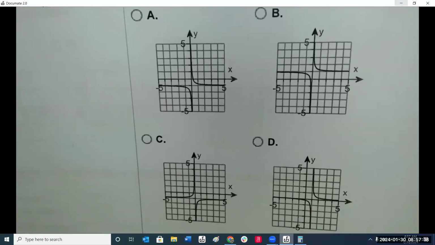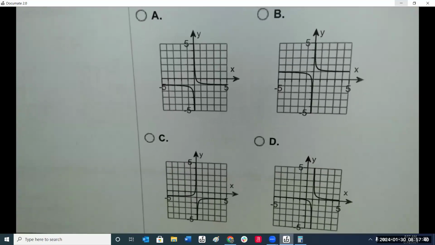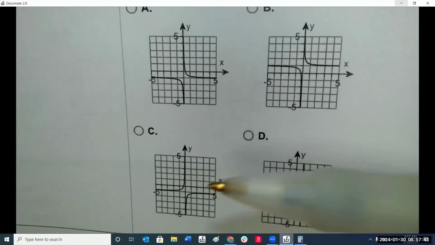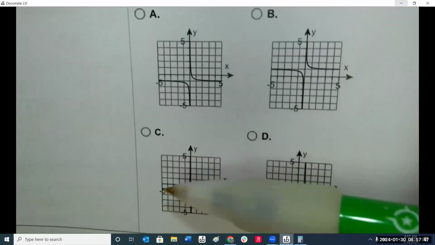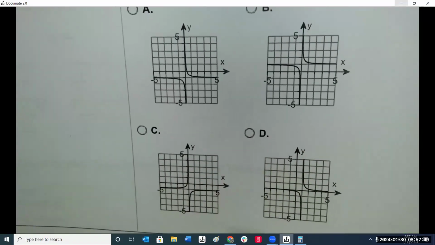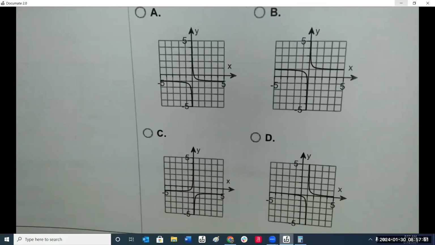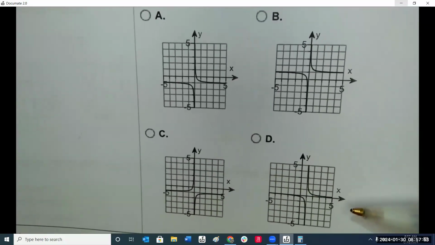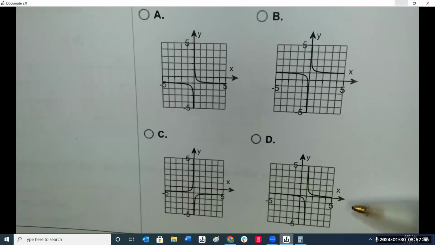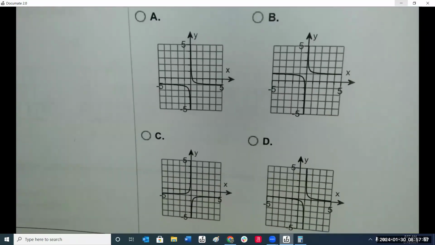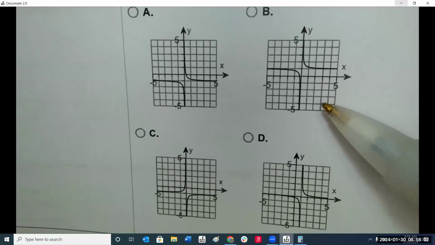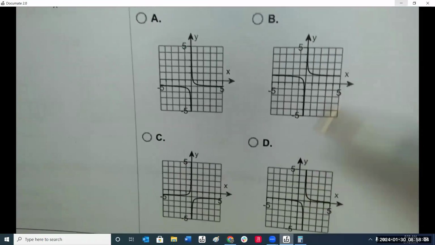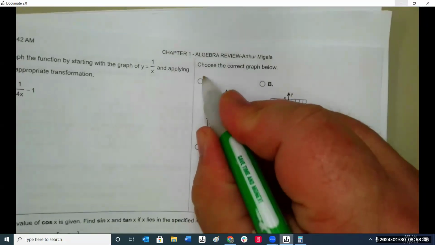You're asking me. What's wrong with C? It's flipped because this side's going up, this side's going down. So it can't be C. Bless you. What's wrong with D? It's shifted to the right. We didn't do that. So it can't be D. What's B? Why is that wrong? It went up. So the answer is A.